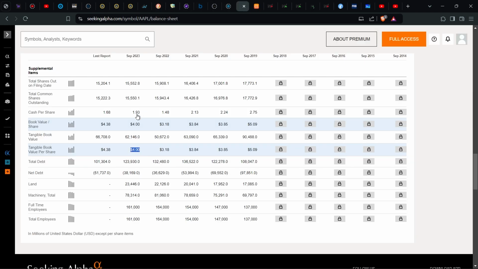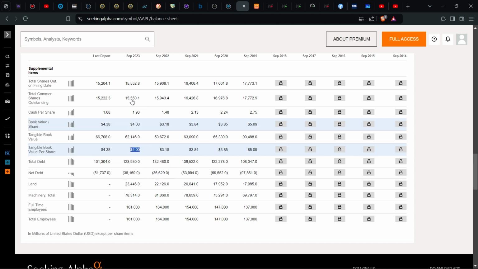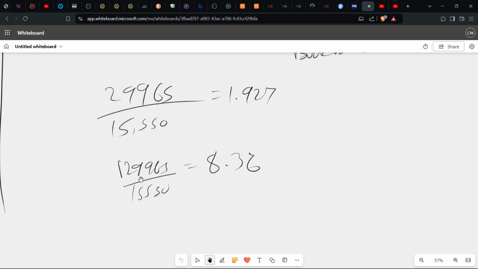And you can see that number is what has been listed here, cash per share, meaning this is the cash per share available to the business. For every share outstanding there is $1.93 available. Which is good. It's at an acceptable level. If, for example, Apple had more cash on hand, let's say we push this 29 billion up to 129 billion, the cash per share will be $8.36. This can be a problem.